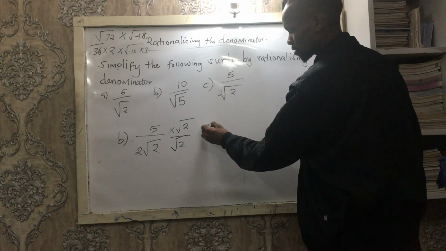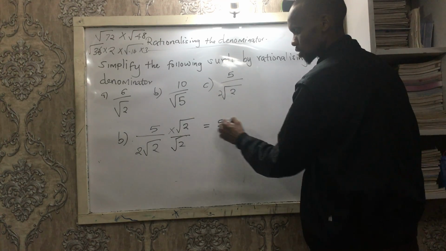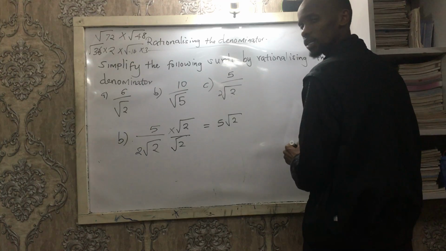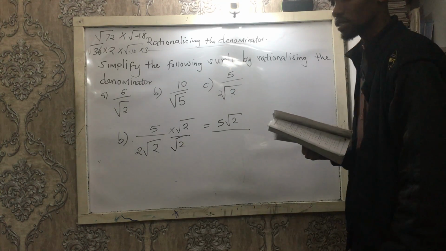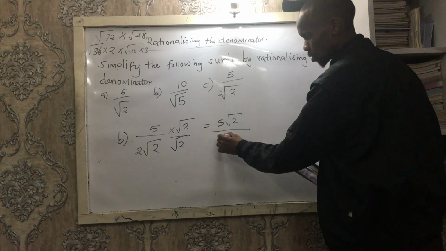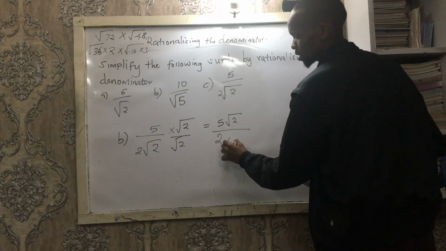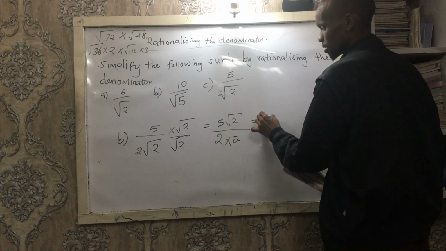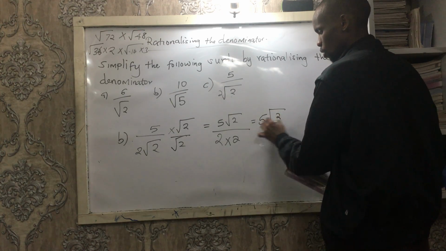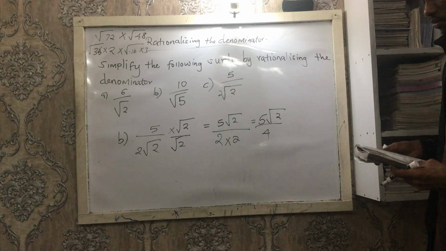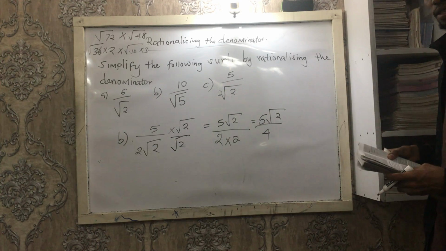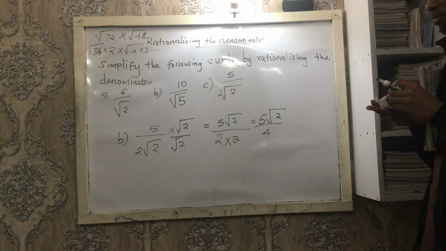So that I can have 5 root 2 over, these guys will cancel out, we'll have 2 times 2, which will be 4. So 5 root 2 over 4. Are you getting? Let's look at maybe more complicated ones.